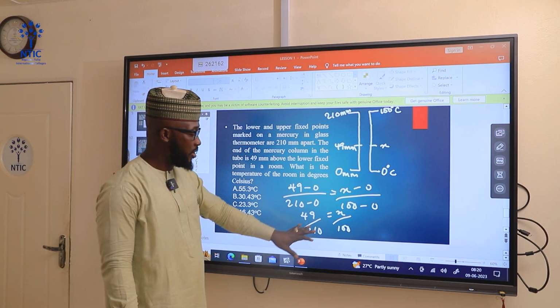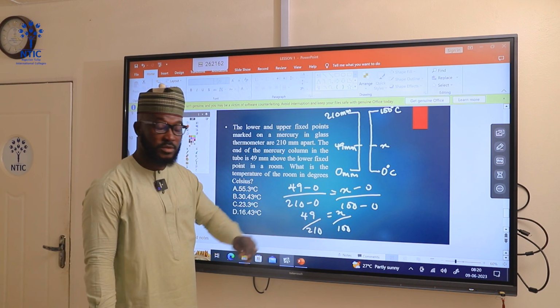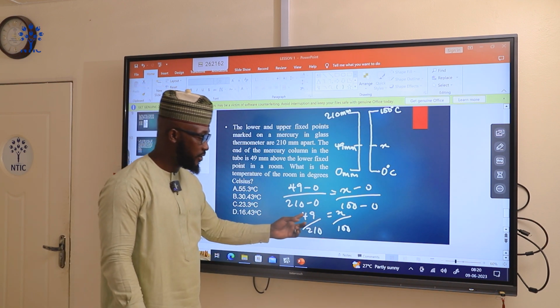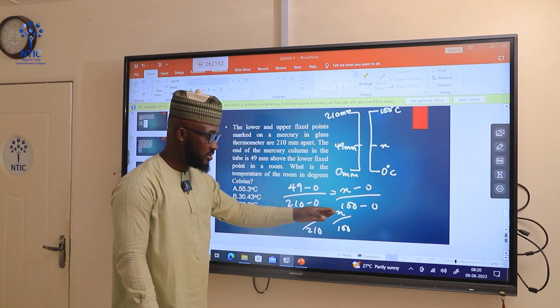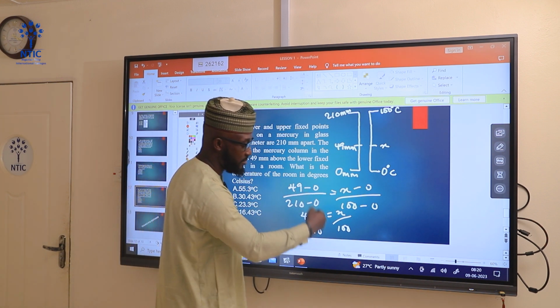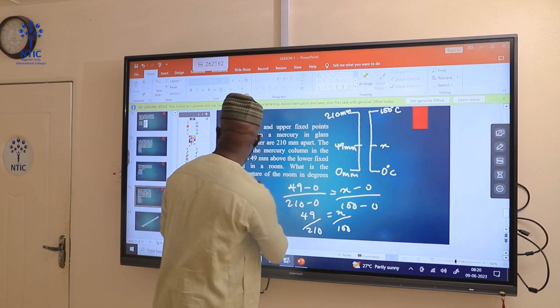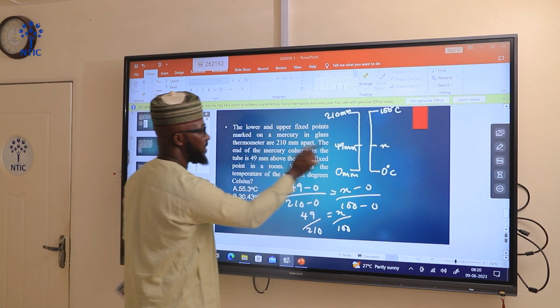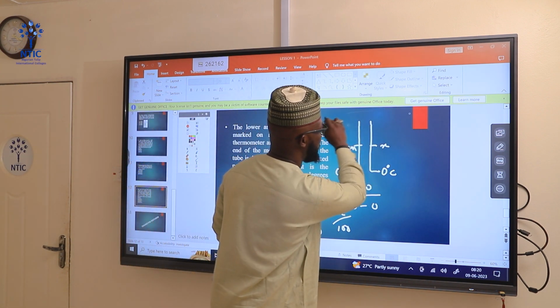As before, all we need to do is try to make X subject of formula. How do we do that? We cross multiply this and then try to make X subject by dividing both sides by its coefficient. So now let me create some working space here.